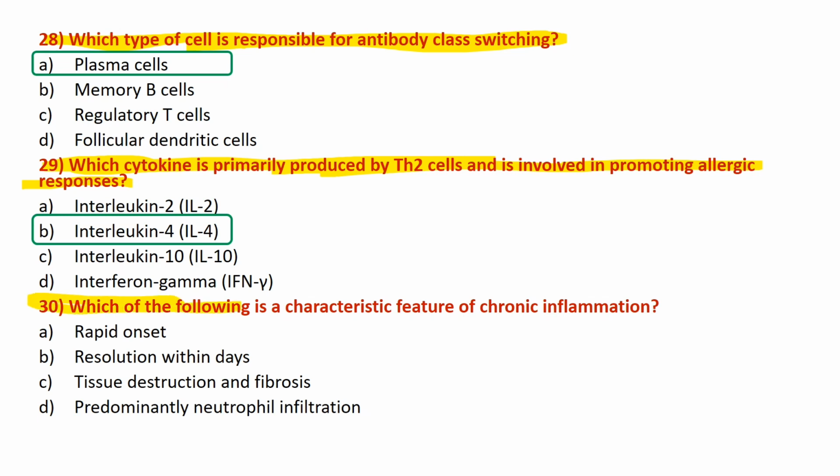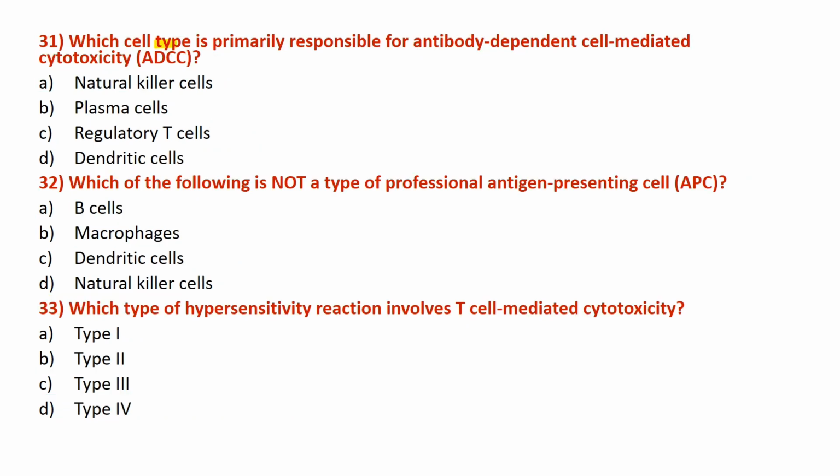Which of the following is a characteristic feature of chronic inflammation? And the right answer is option C, tissue destruction and fibrosis is a characteristic feature of chronic inflammation. Which cell type is primarily responsible for antibody dependent cell mediated cytotoxicity, also known as ADCC? And the right answer is NK cell, natural killer cells.